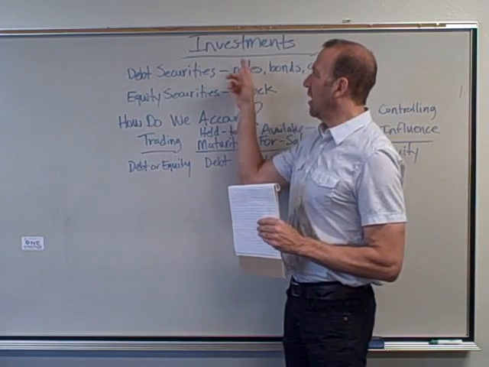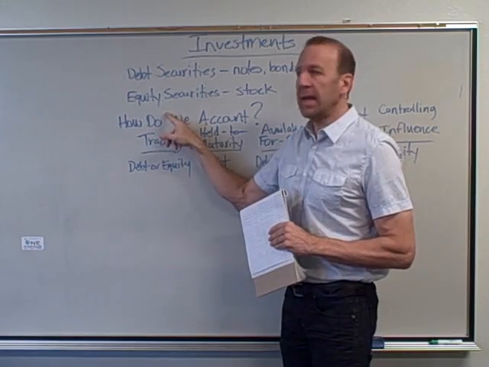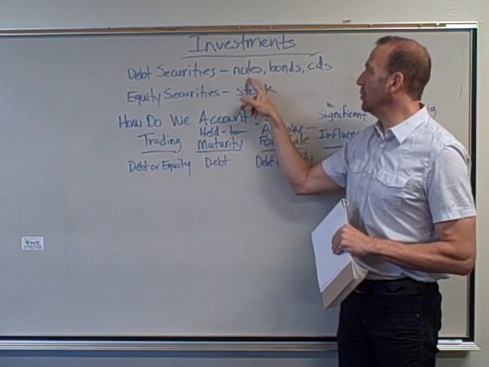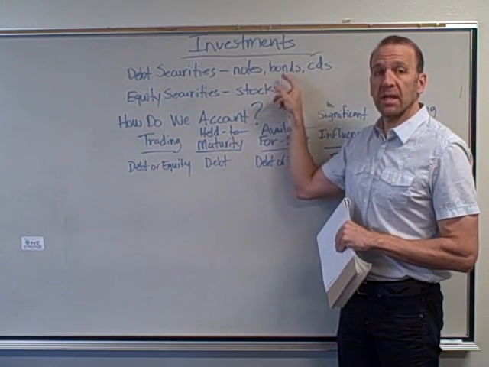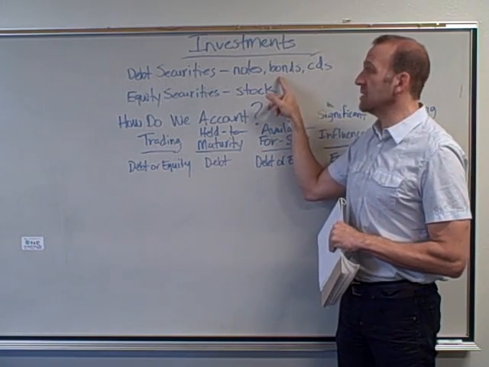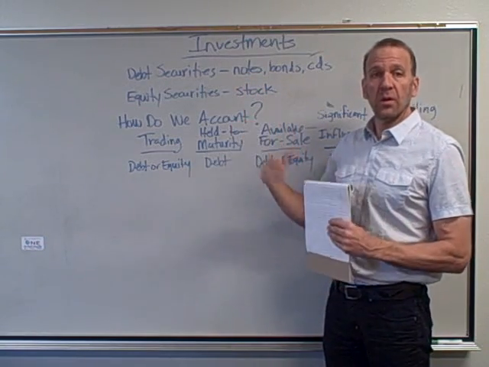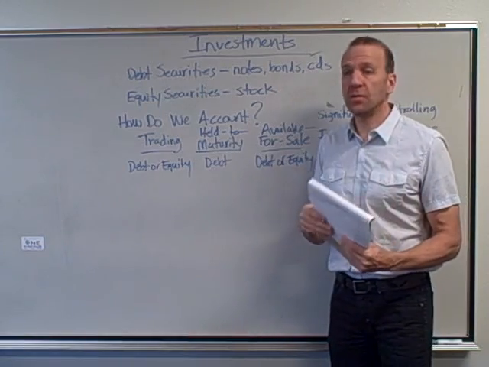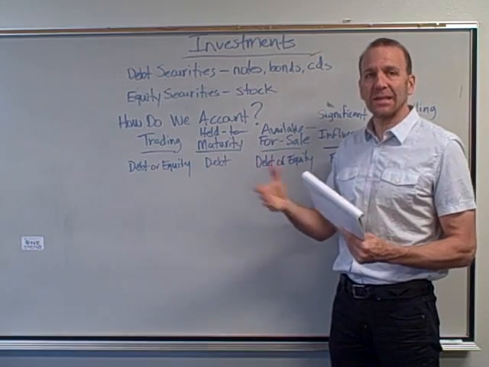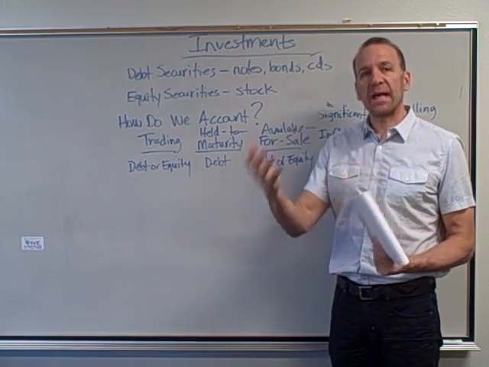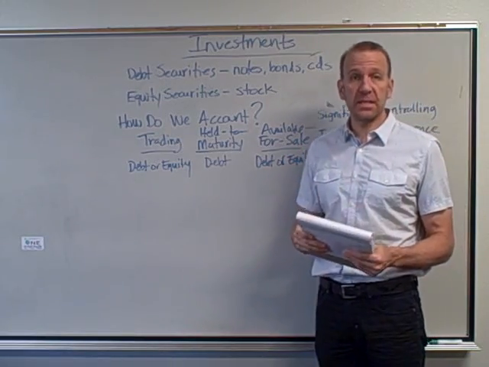Now, first of all, our investments, we can invest in debt securities or equity securities. Debt securities would be such things as notes and bonds, which we talked about in a previous video, bonds payable. In our case, this would be a bond that we own, so it would be an asset. This would be a note that we own, so a note that we're going to get money on in the future, or maybe CDs. We're going to buy these things, and then later we'll get that money back, plus interest over the life of the note or the bond or the CD.